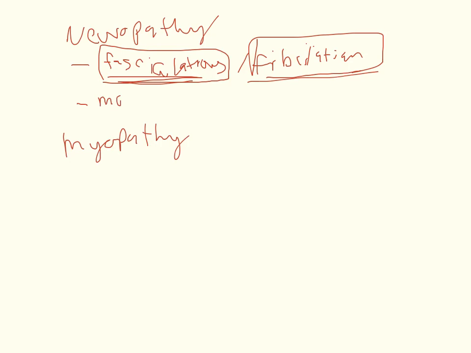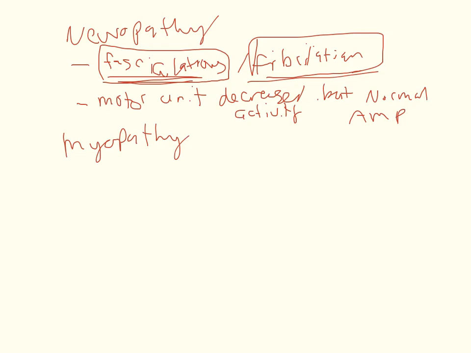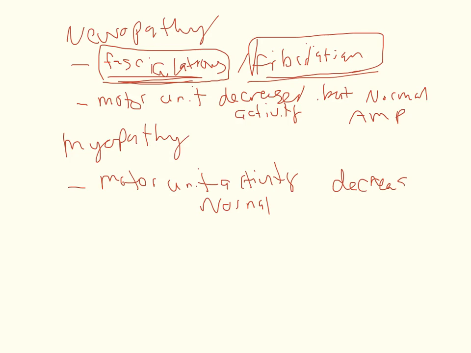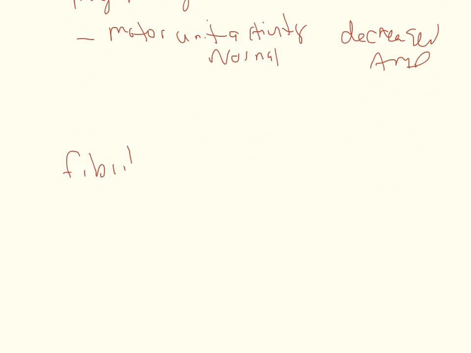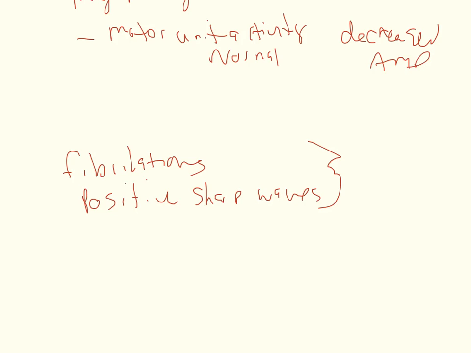Now with neuropathy, the motor unit will have decreased activity, but normal amplitude. With a myopathy, the motor unit activity will be normal, but you'll have a decreased amplitude. So in our nerve conduction study, what we saw were fibrillations. We also saw positive sharp waves. And these are both indicative of denervation.